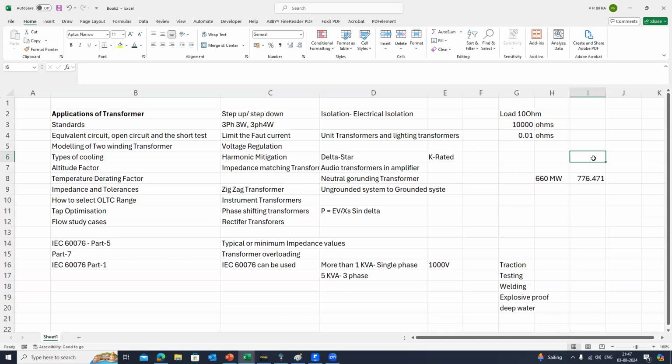So instead of transporting a large size 3-phase transformer, what we will do is go for 3 single phase transformers, that is near about 776 divided by 3. So each transformer is of 258 MVA. Like this, single phase transformers can be used where you are having transportation issues. That's what precisely I want to highlight. Yeah, is it clear? Yes, sir. Thank you.